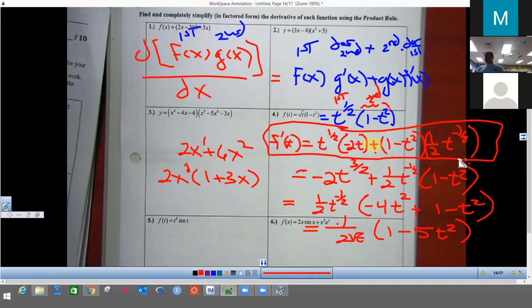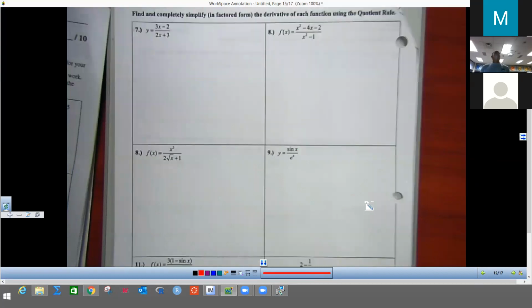Okay, I'm going to get to 2.8 in a minute. We're going to go through all these. I'm going to go to the second page of 2.7. Anybody who wants to, now this is quotient rule. Does anybody need to see any of these quotient rule problems?